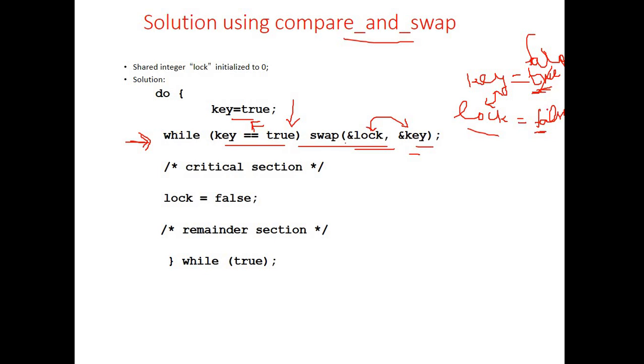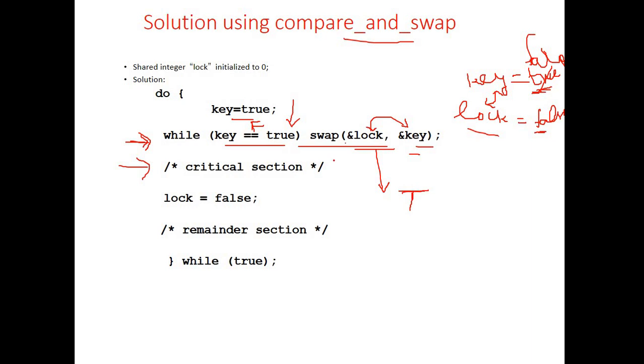That means no other process is in the critical section, so this process acquires the permission to enter into the critical section. So what is the value of key now? Key is false, lock is true. Lock being true indicates that a process is in the critical section.